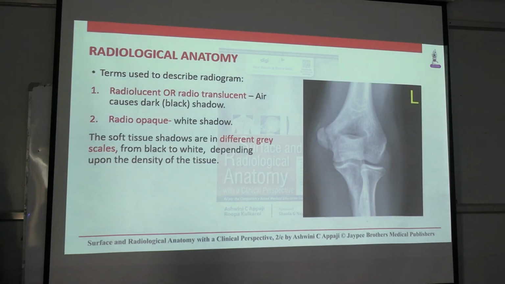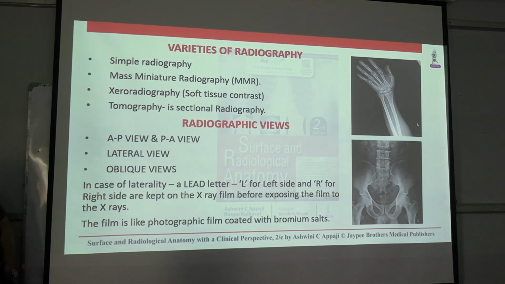So, this is what we are seeing here. Normally, whenever you see an X-ray plate, there are three different types of shadows. Based on that, we see how this particular X-ray is penetrated.